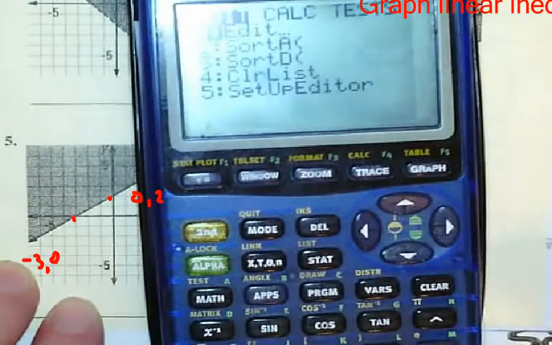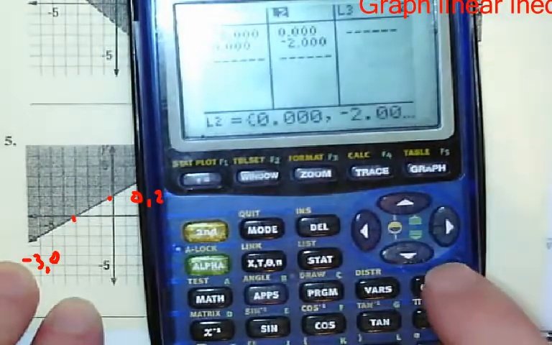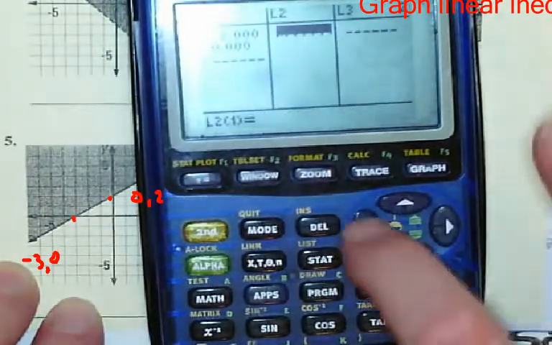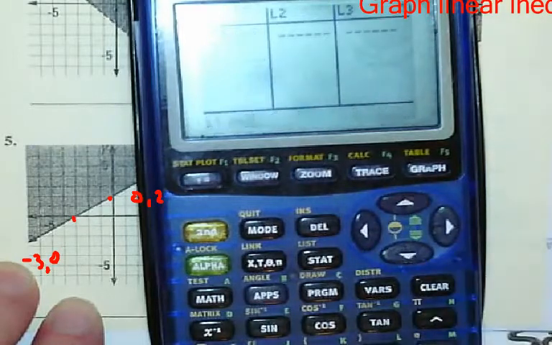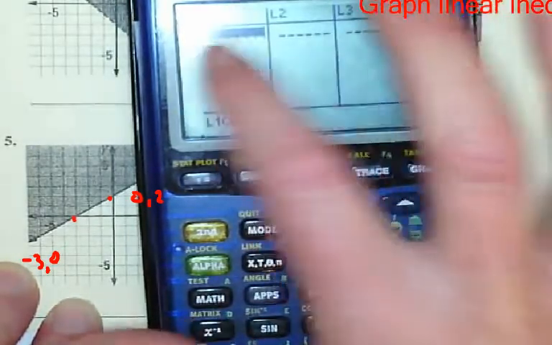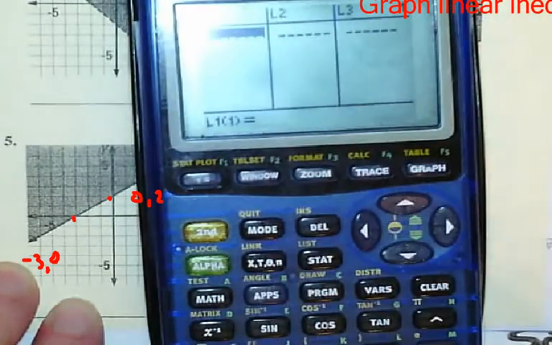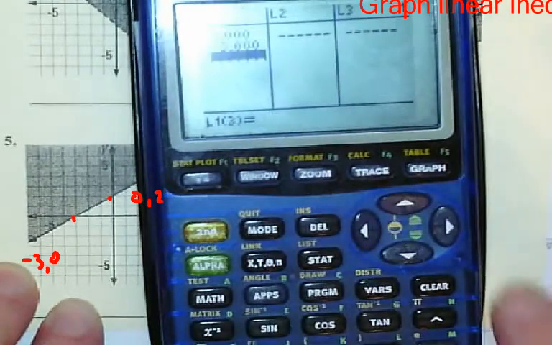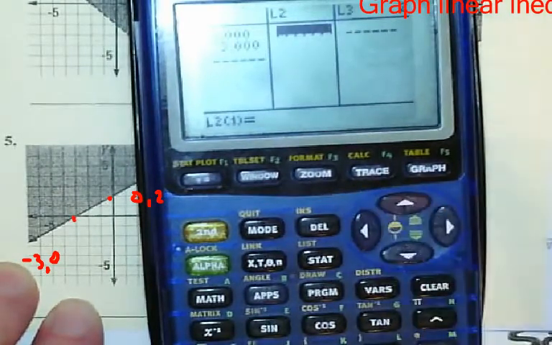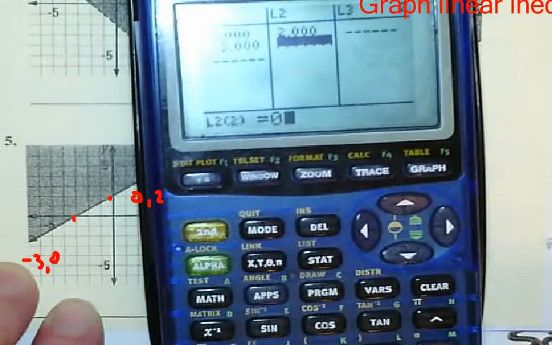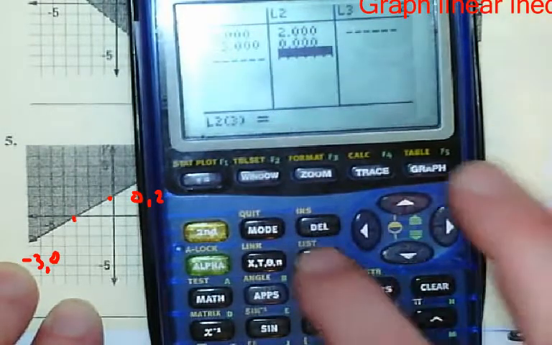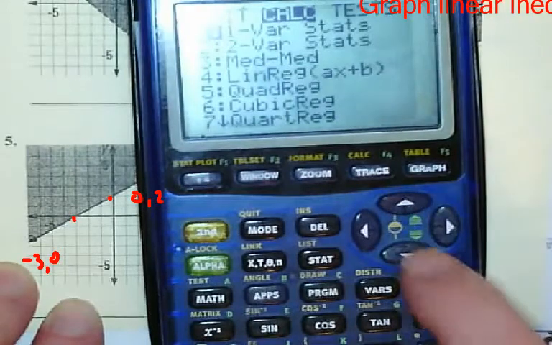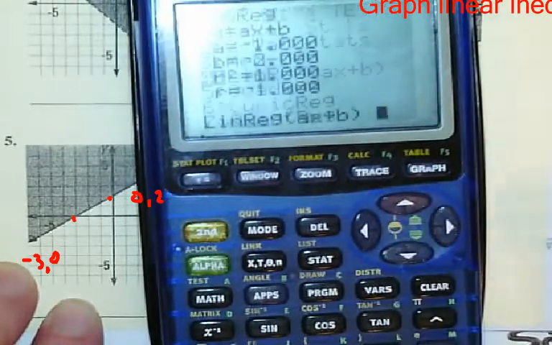Go to edit, go up, hit clear, come down. You got to be in list 1 and list 2. What are the x numbers? Well, the x number for the y-intercept is 0, and the x-intercept is -3. So that one was +2, that one was 0. Nothing to it. I go to stat, I go over to calculate, I go down to number 4.